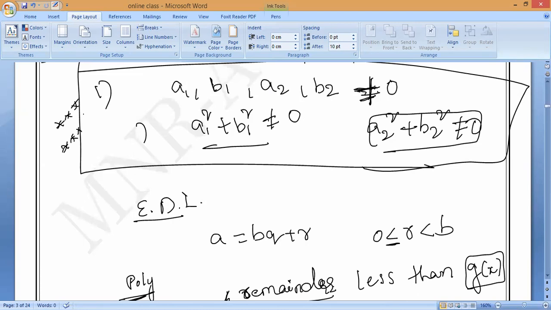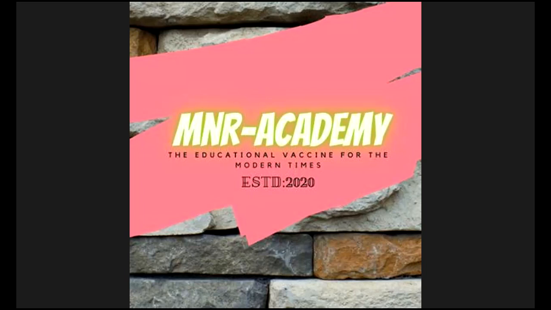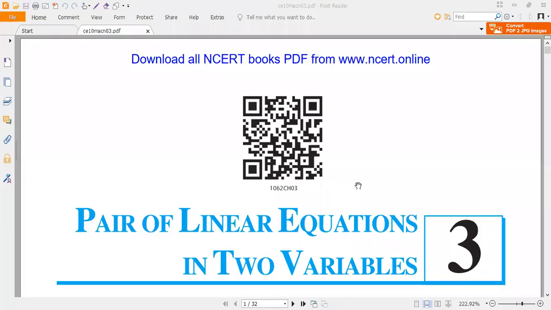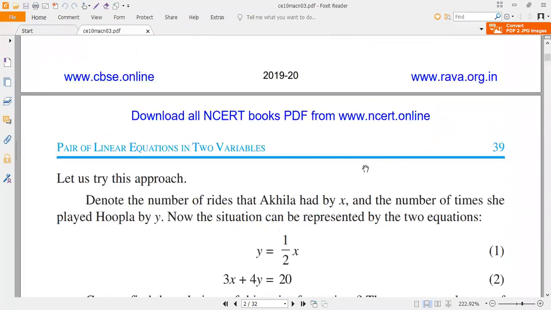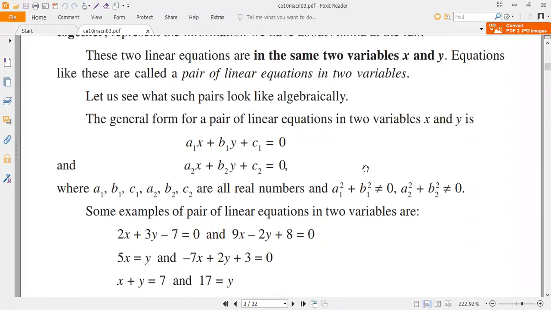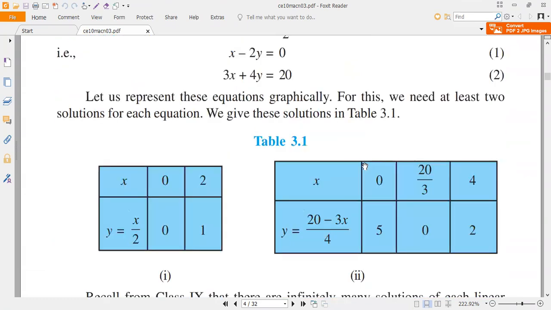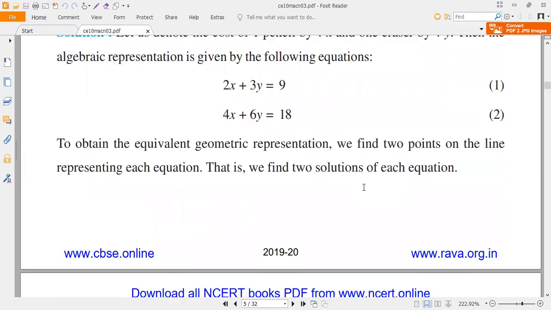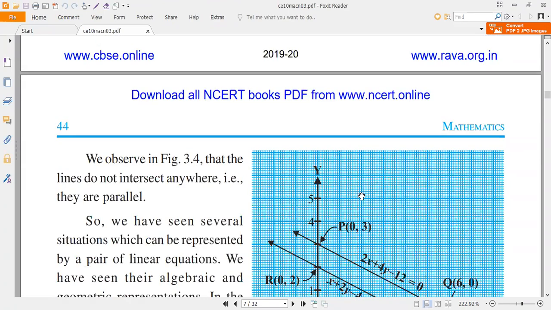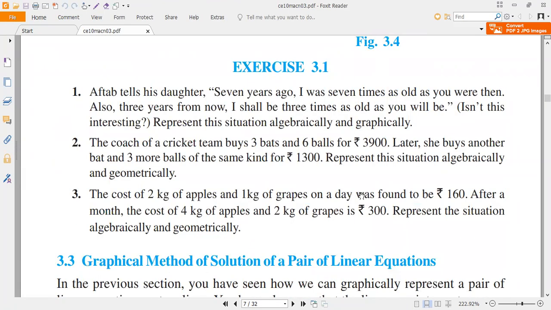Next, all of you open exercise 3.1. Read the first question.